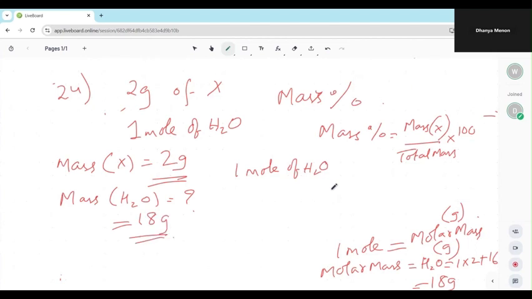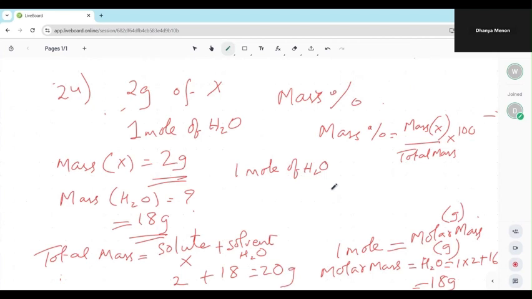Okay, so what is the total mass of the solution? Total mass is solute plus solvent. What is the solute? Solute X plus solvent water. How much is solute X? 2 grams. How much is solvent water? 18. This comes to 20 grams.